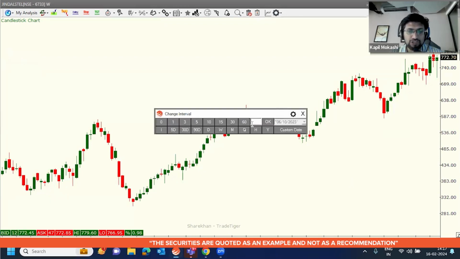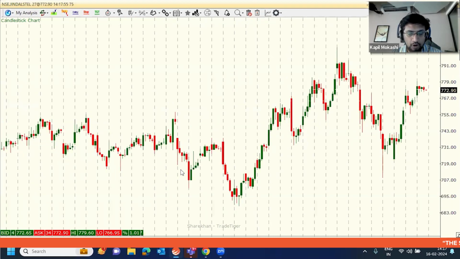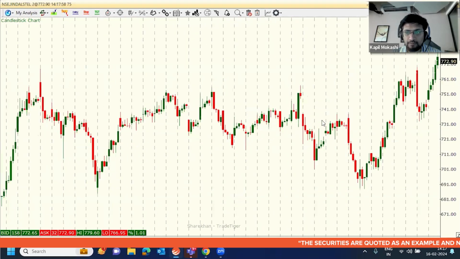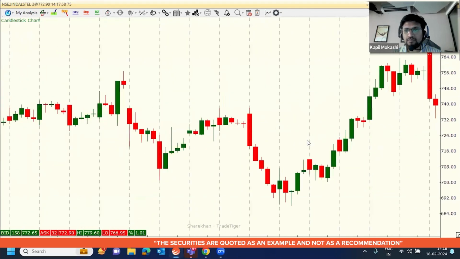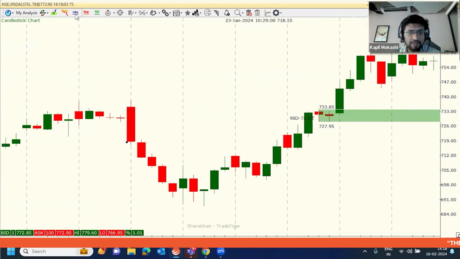Now that you had a look at the recording, let's see what happened to Jindal Steel post the trade was planned. So I'm straight away going to go to the 75 minutes time frame chart wherein we had plotted this trade setup. So you saw me marking this level in the session.